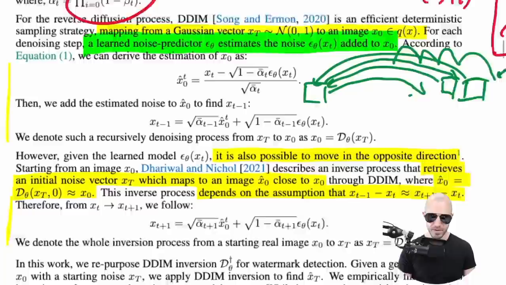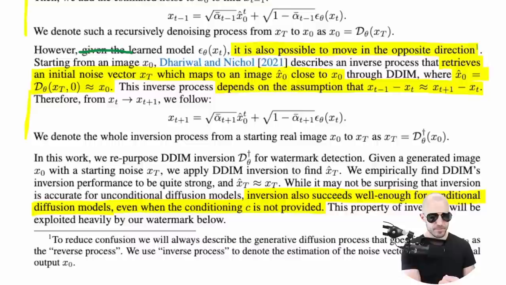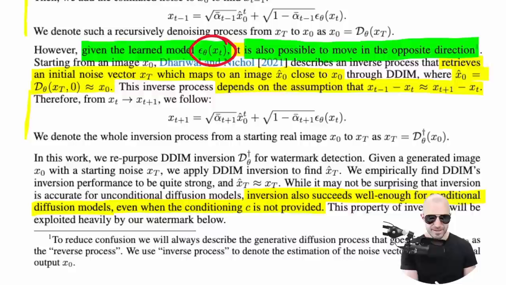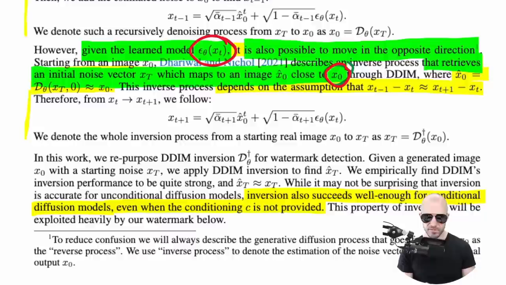What they say is, if we have this learned model, epsilon, this trained model that removes one step of noise or x steps of noise, if we trained that because we created our own training data, they say it is also possible to move in the opposite direction. We can describe a process that retrieves an initial noise vector which maps to an image close to the original image. So maybe you've heard of GAN inversions before and so on to recover the latent vector given an image.